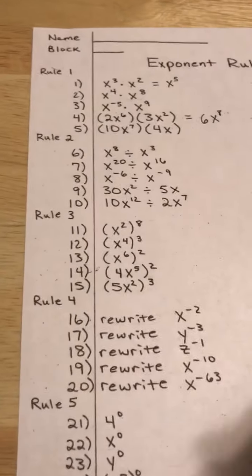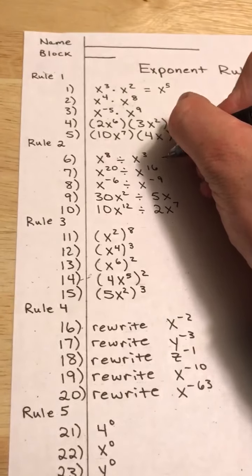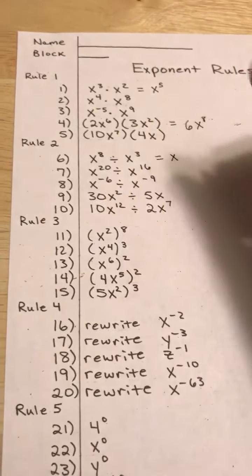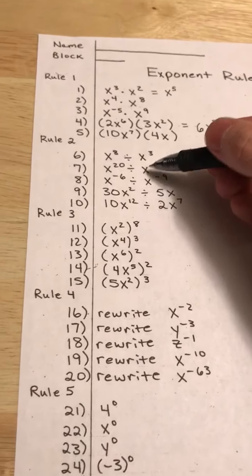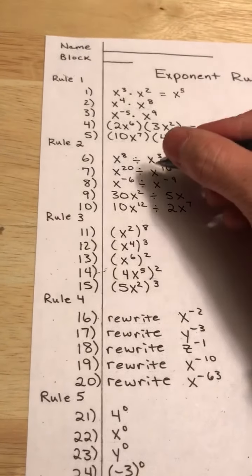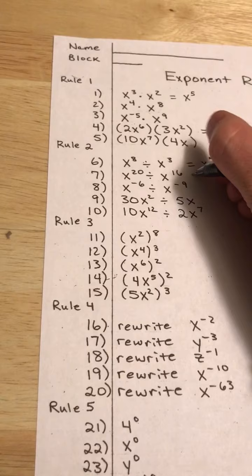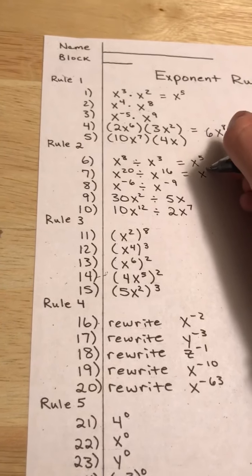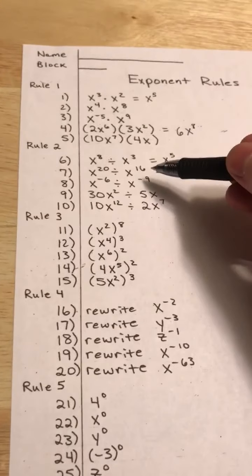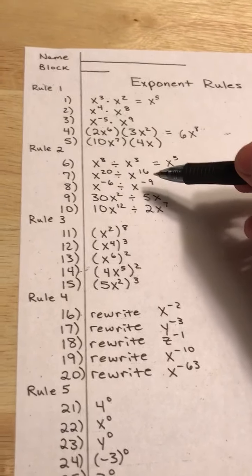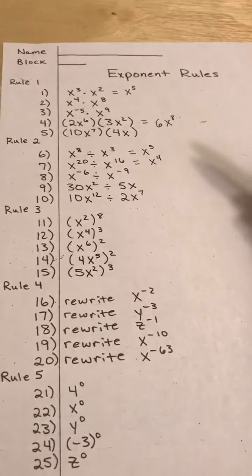Let's look at rule number 2. Here we're subtracting. So we have 8 minus 3, that's going to give me 5. We're subtracting the exponents. 20 minus 16, that's going to give me 4. And then the next one, you would just do negative 6 minus negative 9, which is actually the same thing as negative 6 plus 9.